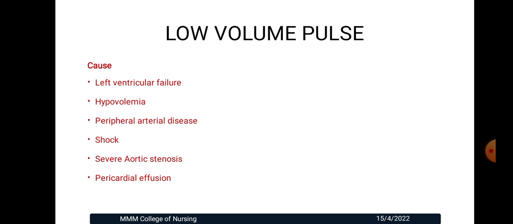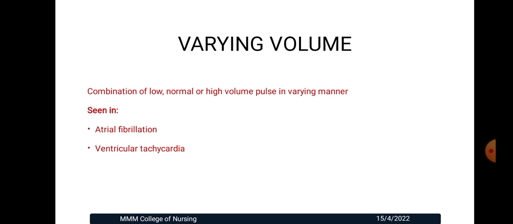Coming to the low volume pulses, the causes are left ventricular failure, hypovolemia, peripheral arterial diseases, shock, severe aortic stenosis and pericardial effusions. Coming to the varying volume, it is a combination of low, normal or high volume pulse in a varying manner. It is seen in atrial fibrillation and ventricular tachycardia.